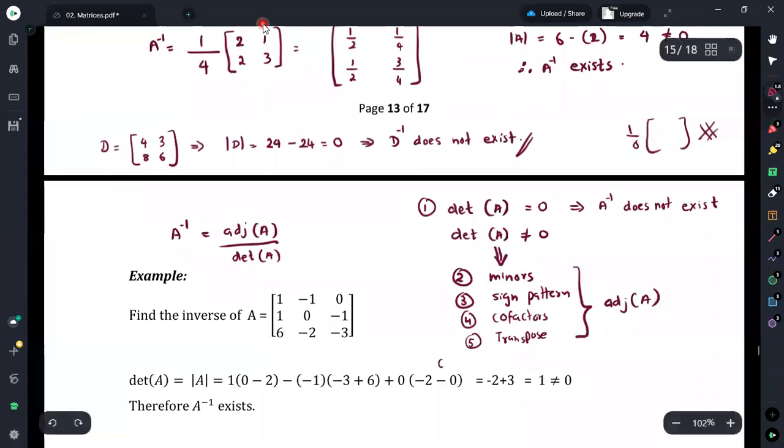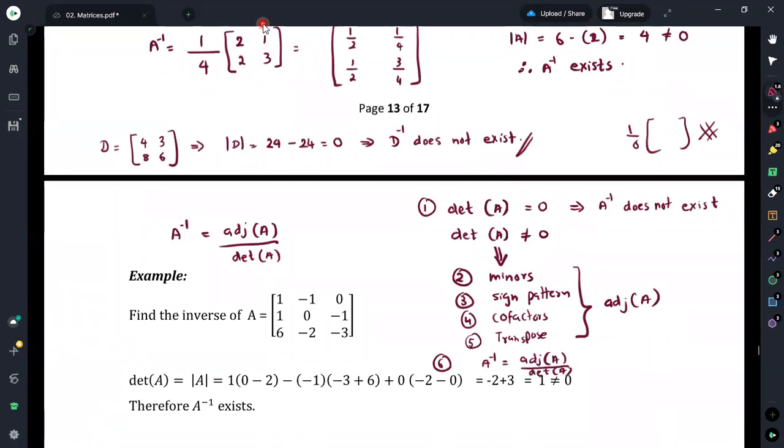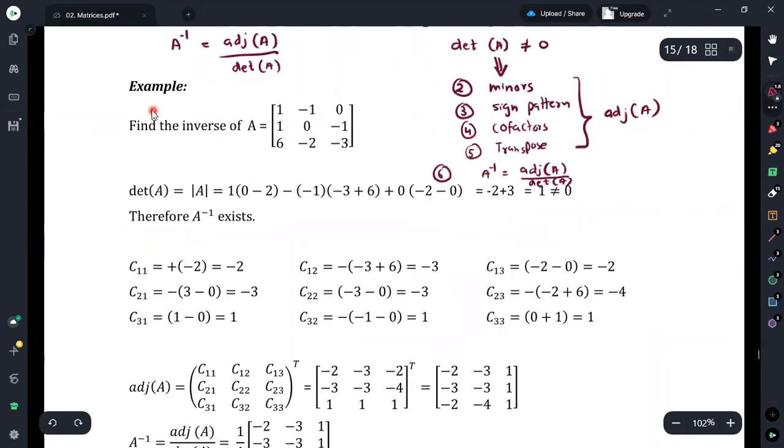Then as the next step, we can use the equation A inverse equals the adjoint of matrix A divided by the determinant of the matrix. Therefore, these are the calculation steps of obtaining the inverse of a matrix. Now we will go through this example here, finding the inverse of this matrix.